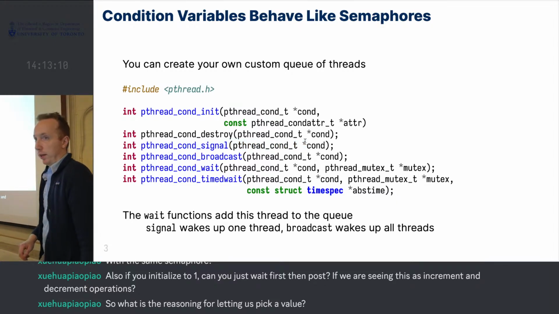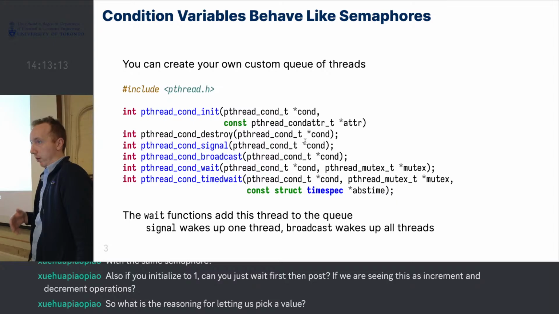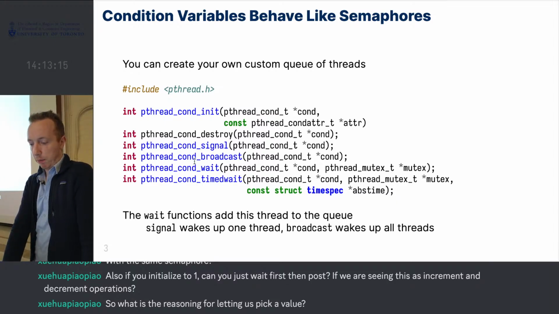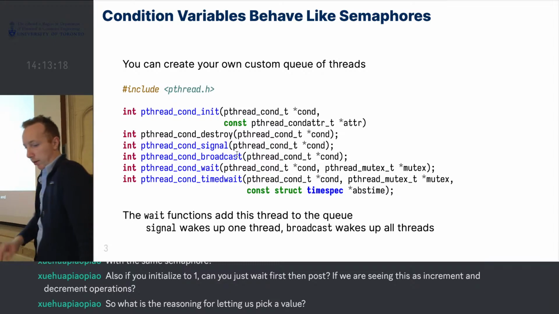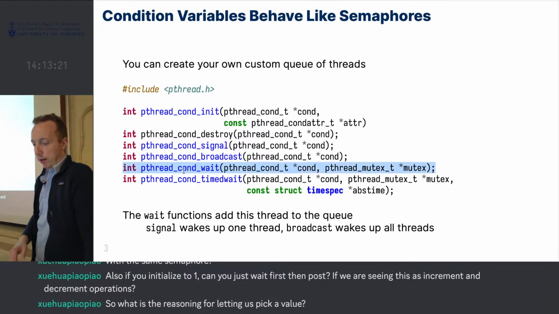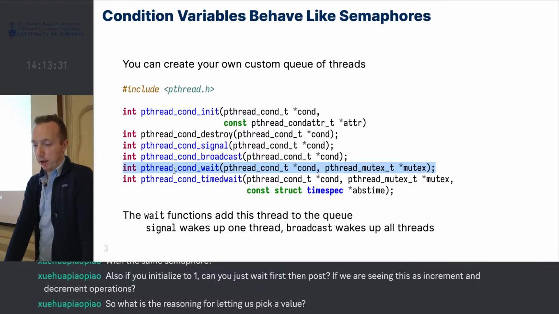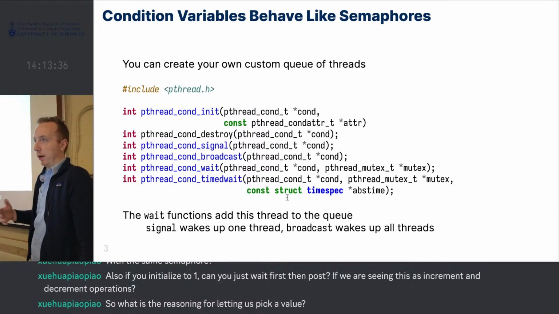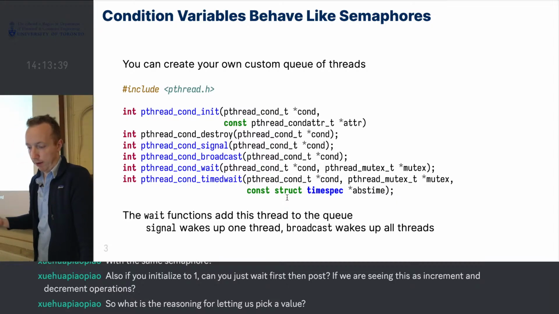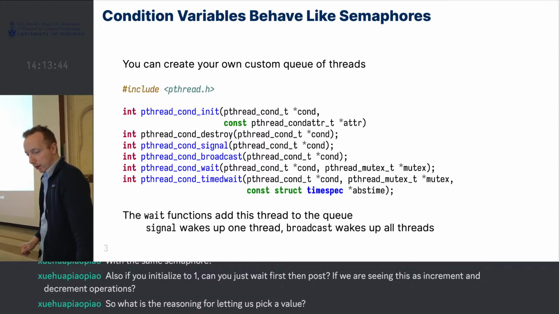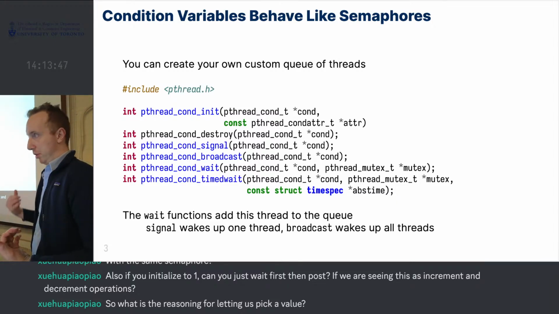That will explicitly wake up one thread that is currently waiting in the queue. Broadcast will wake up every single thread that is waiting in the queue, and then wait will put the thread in the queue and just block it until someone else calls signal or another thread calls broadcast to wake it up. There's also a version of wait called timed wait, which will automatically unblock itself after a set amount of time you give it. So if you want to just make sure it gets up after some amount of time, you can use timed wait. So for this, we'll just use wait and signal.